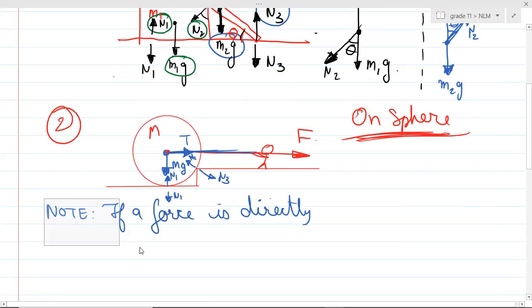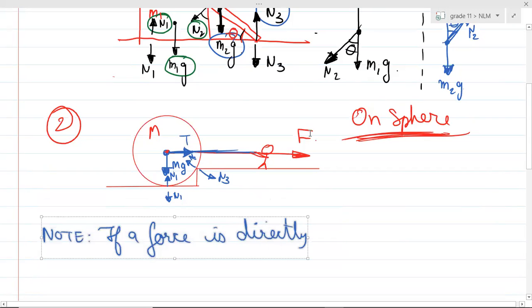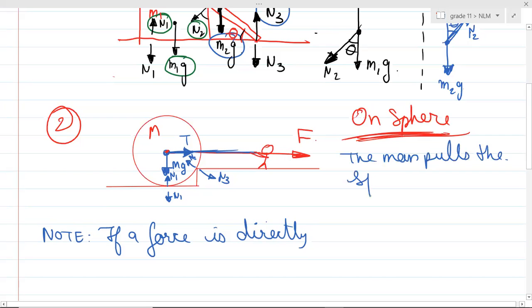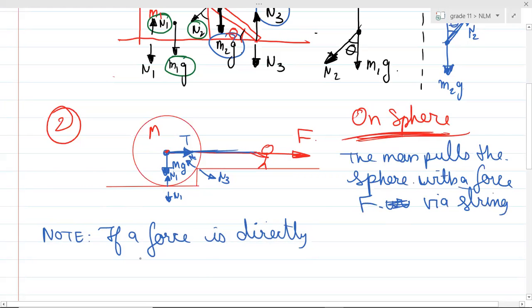Tension and reaction, right? Now the point is, sir, what to do with this force F? They have not given it. Can you see the question was given, that the man pulls the sphere with a force F? So what to do with this force F? Will you be drawing the second force F? No. So that's why I'm writing one more point.